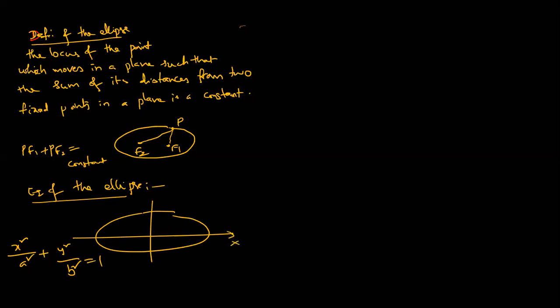So this one is called the major axis. This is called the minor axis. These are the vertices, A dash A, that is a comma 0 and minus a comma 0. This is called the center. These are the foci, the plural form of focus. Fine.